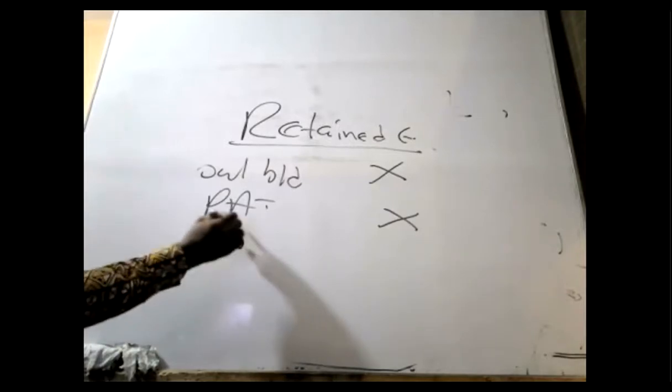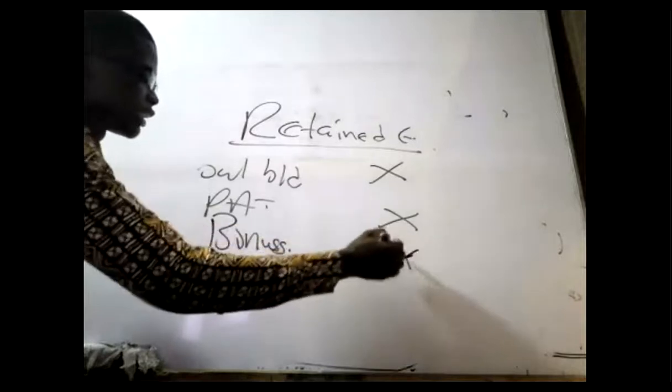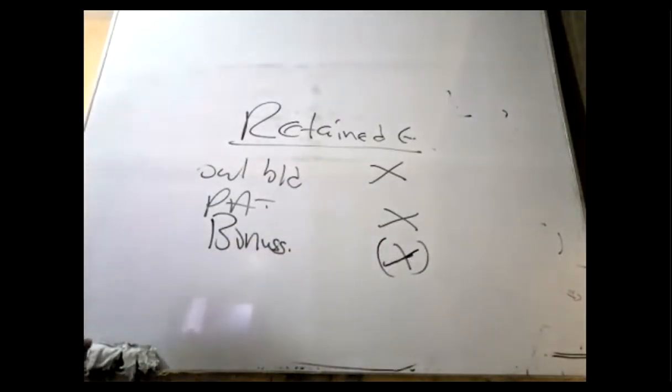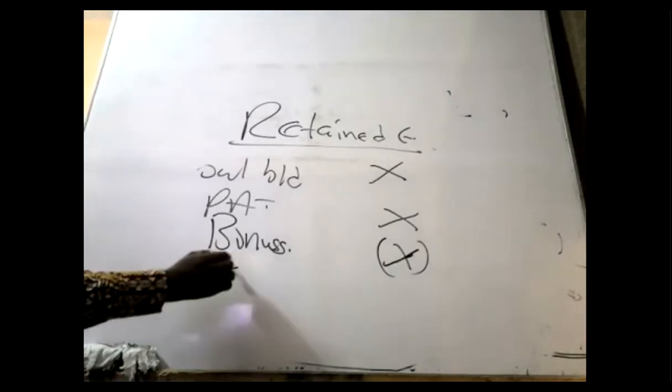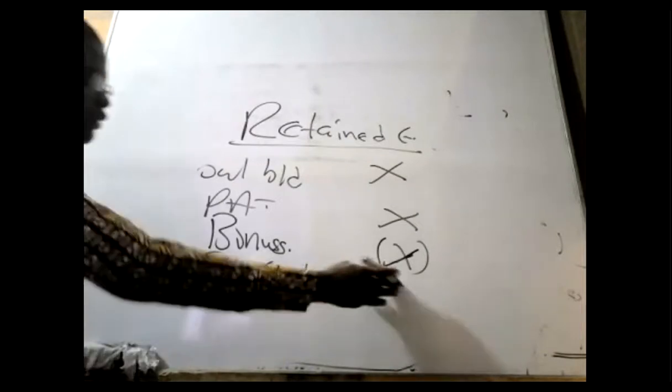So bonus issue, if there's a bonus issue, it will reduce the retained earnings because the company is paying out of their retained earnings. Another transfer we have is what we call transfer of excess depreciation. Excess depreciation, that one is a positive transfer.